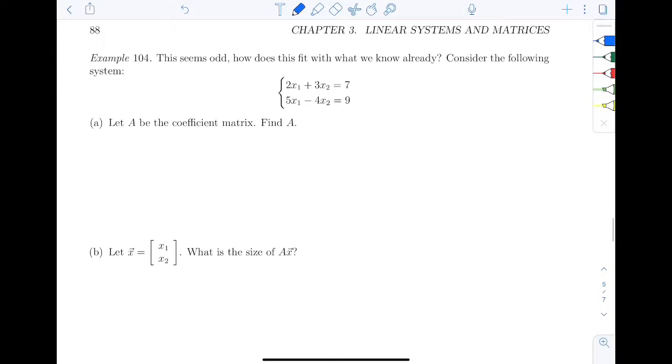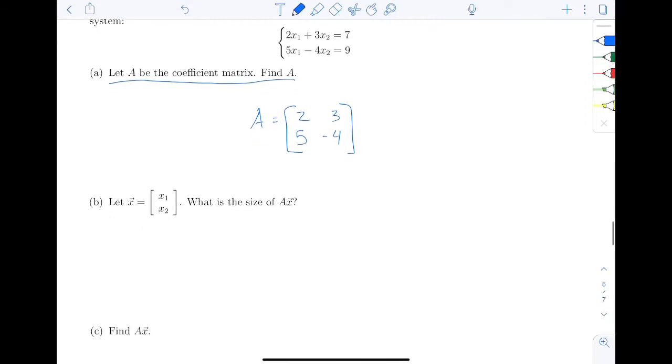Let me do this real quick, and then we'll end this second video here. So take a system like this: 2x1 plus 3x2 equals 7, and 5x1 minus 4x2 equals 9. Let A be the coefficient matrix, find A. We talk about A being the coefficient matrix of just the numbers on the variables. So 2, 3, 5, negative 4. There's my coefficient matrix.